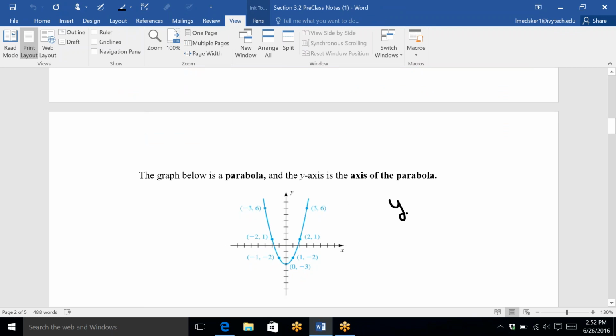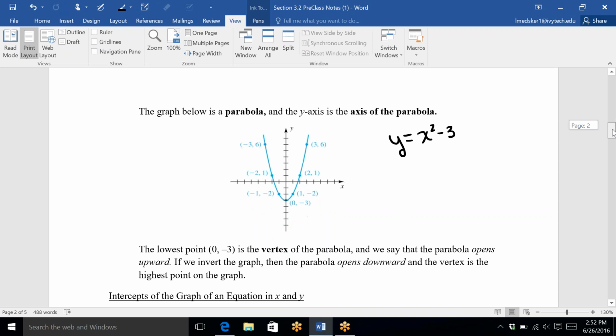For example, this equation is y equals x squared minus 3. You don't have to know that from the picture, but that is the represented picture here. The lowest point in this graph is (0, -3), and the lowest or highest point in a parabola is always called the vertex. We will have a whole section 3.6 dedicated to talking about parabolas and their vertex.